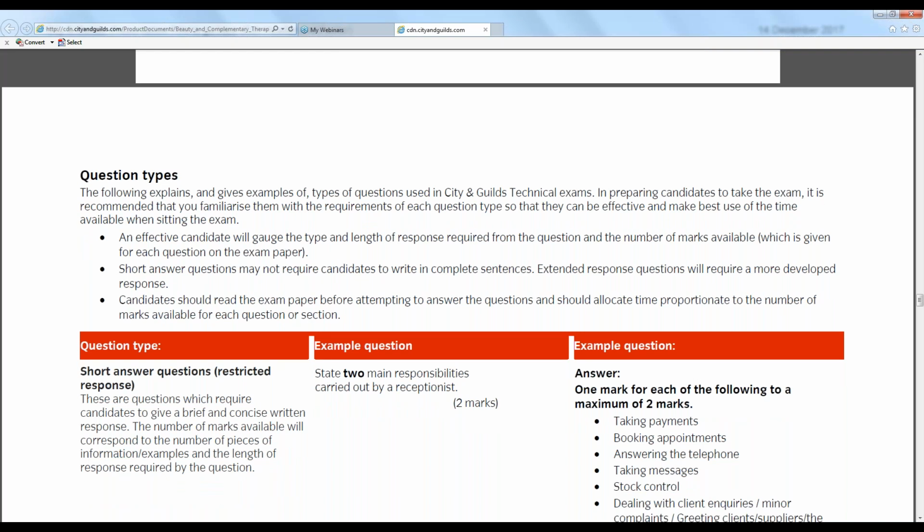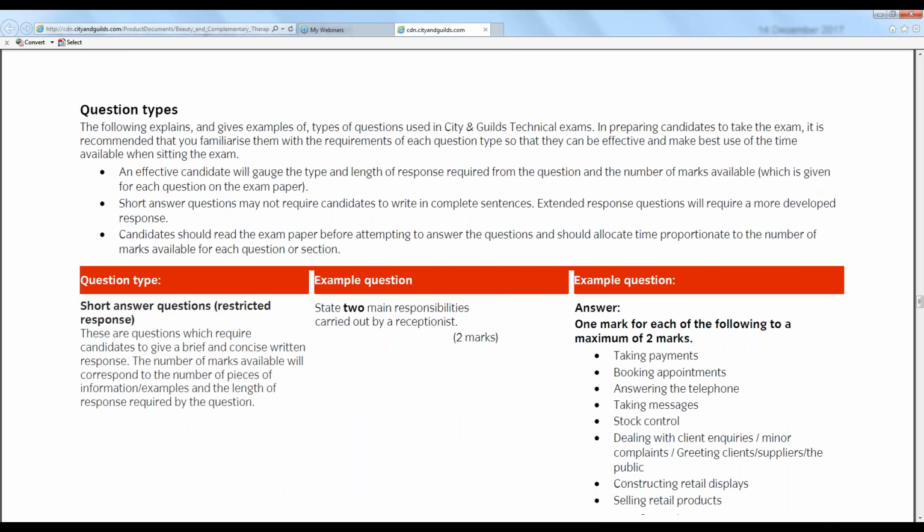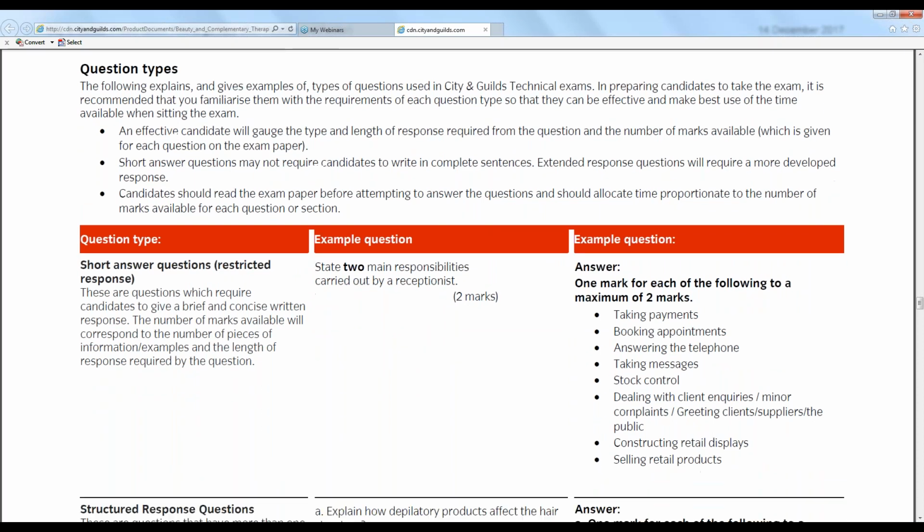So the first type of question we had is a recall of knowledge. It states: 2 main responsibilities carried out by a receptionist. So there could be loads of different answers. These answers aren't exhaustive, but obviously what you need to then say to your learner is, okay, let's highlight what the command verb is here. The command verb is state. What do we mean by state? State is a bullet point response. The exam question is asking for 2 main responsibilities and it's worth 2 marks.